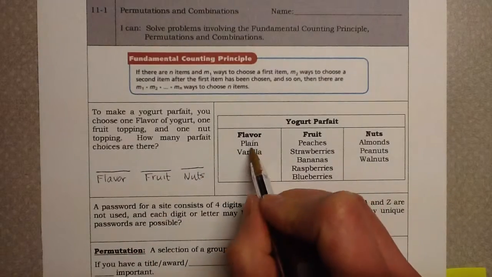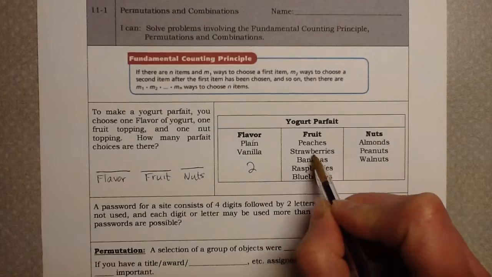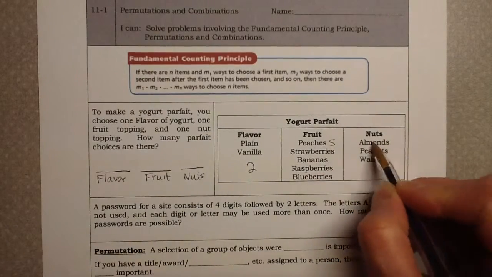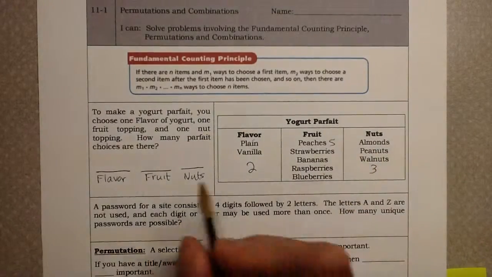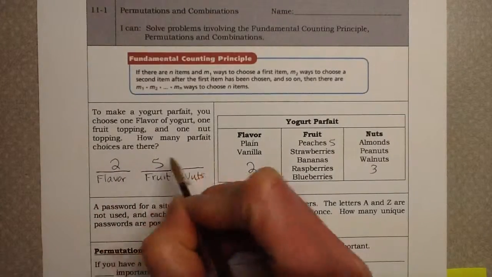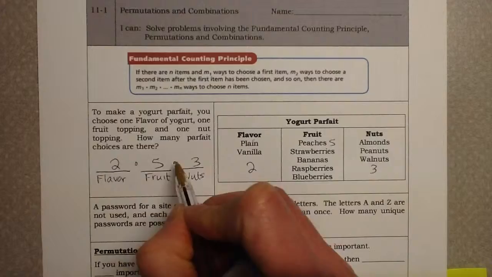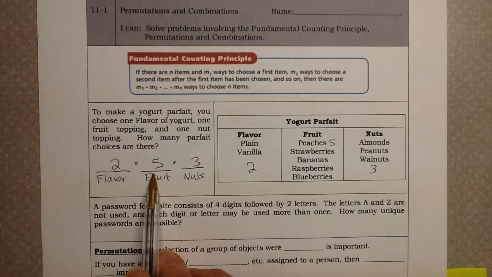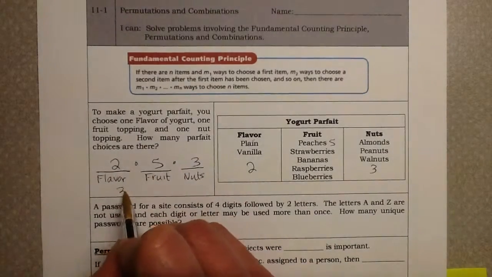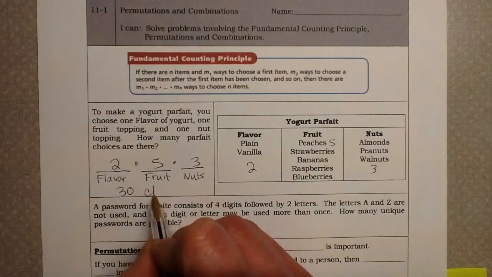Okay, so you just count all these up. There's 2 here, 1, 2, 3, 4, 5 here, and 1, 2, 3 here. So you just put these in the blanks, 2, 5, and 3, and we just multiply them together. So 2 times 5 is 10, times 3 is 30. So there would be 30 choices.